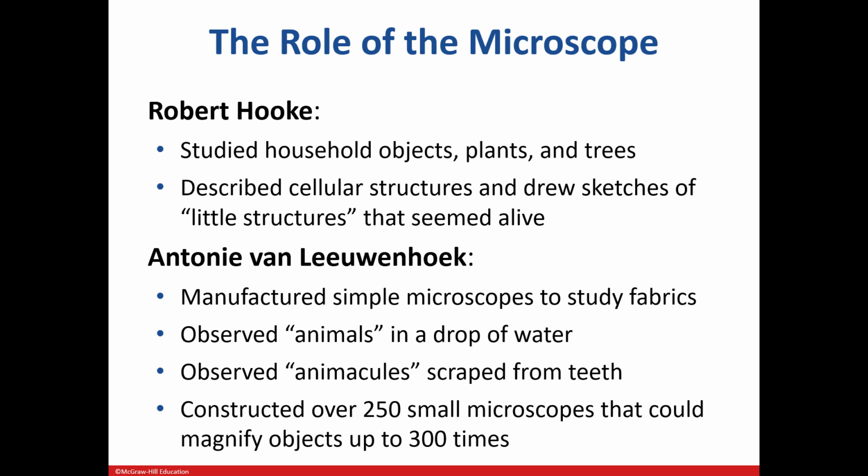Robert Hooke was vital in the identification of cells. Antony van Leeuwenhoek is the father of microscopes and was the first to identify bacteria, which he described as animalcules, which he saw from the scrapings of friends and family members' teeth.